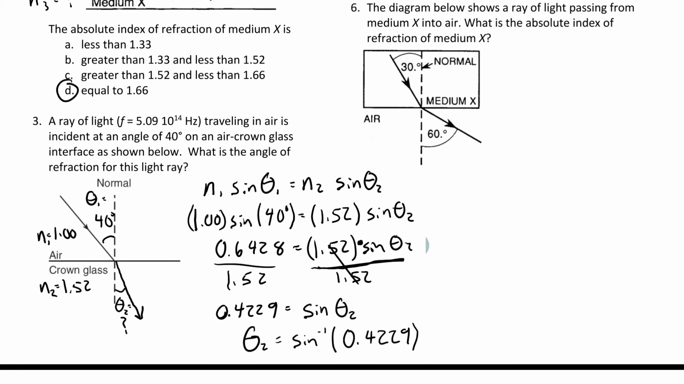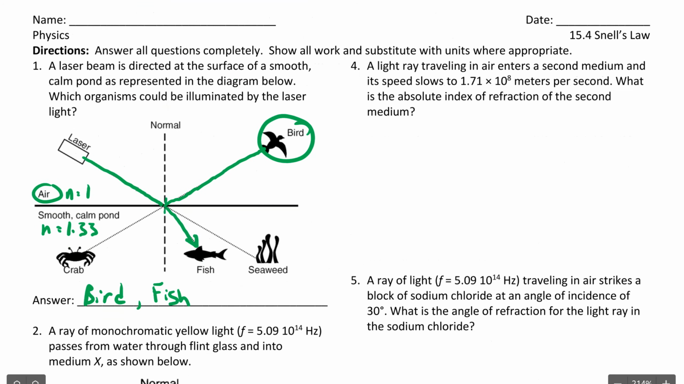Don't plug this number 0.4229 in your calculator. Use the long decimal that's in your calculator. And you should get an angle of about 25 degrees, or 25.0 something, whatever. We could just call it 25 degrees. And let's compare that to our angle of incidence. So we predicted that this angle would be smaller, and it is. It's less than 40. It's 25 degrees. Very nice. Okay, number 4.